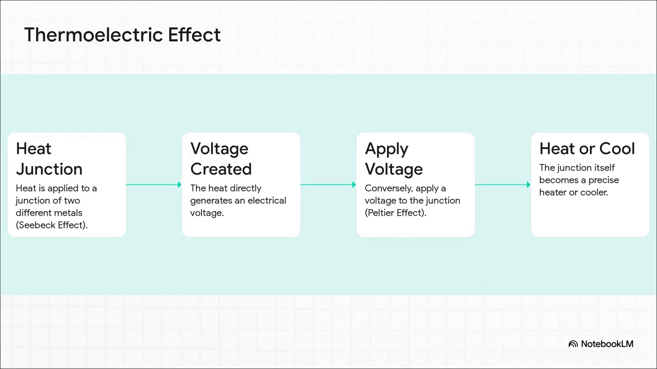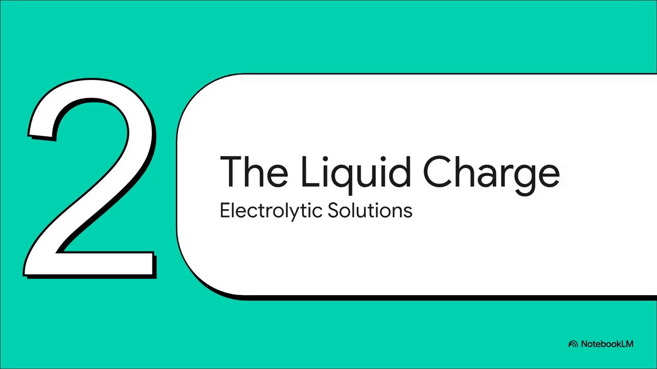It's wild. And this leads us to one of the coolest properties of metals for sure, the thermoelectric effect. And really, it's a two-way street. First, you've got the Seebeck effect. You just heat up the spot where two different metals touch, and boom, you generate a voltage directly from that heat. But here's where it gets really crazy. It works in reverse. That's the Peltier effect. You can apply voltage to that same junction, and it becomes this tiny, precise heater, or cooler, all with no moving parts. Just incredible.